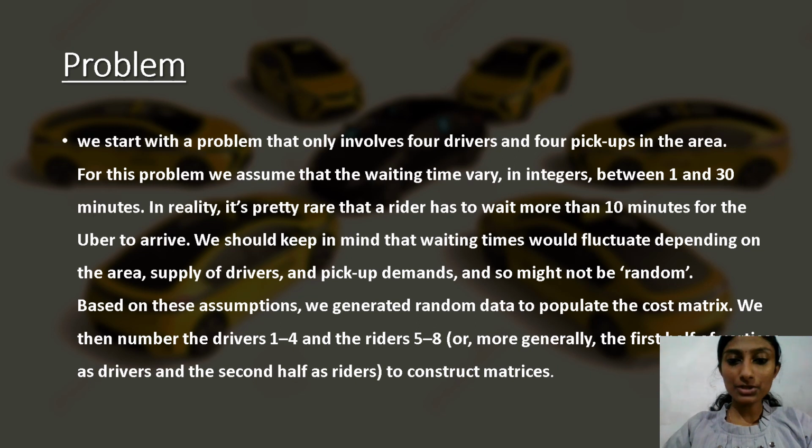Based on this assumption, we can generate random data to populate the cost matrix. Then we number the drivers from 1 to 4 and the riders from 5 to 8. More generally, we take the first half of the vertices as drivers and the second half as riders to construct the matrix. So using this information, we can generate a cost matrix.